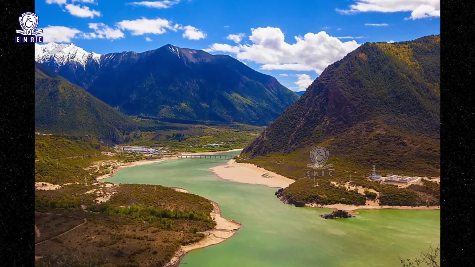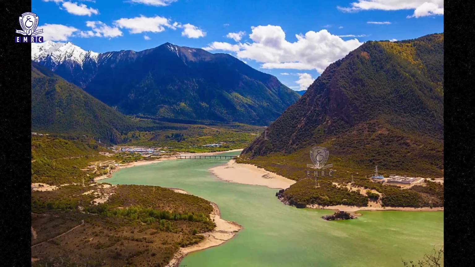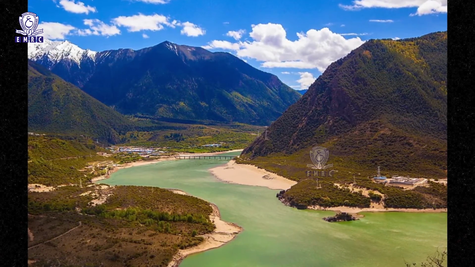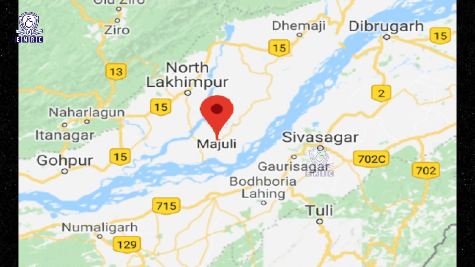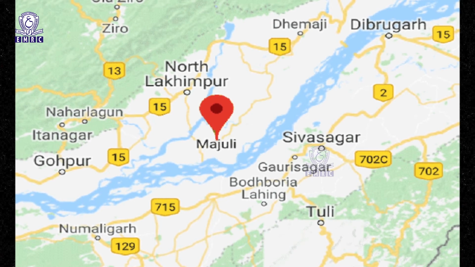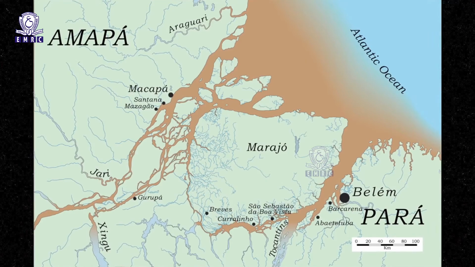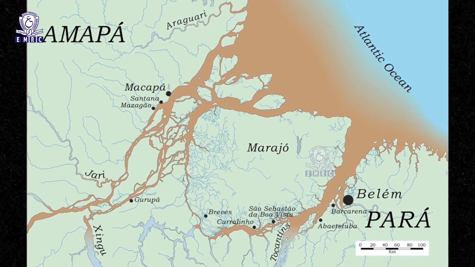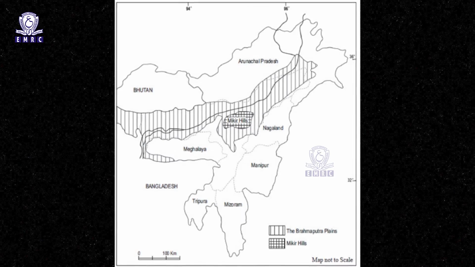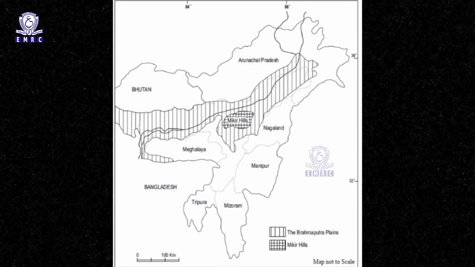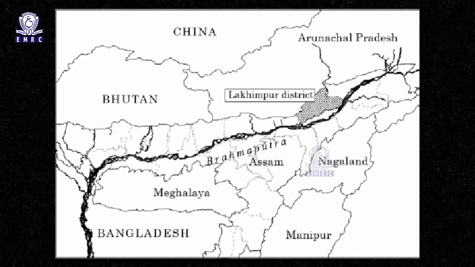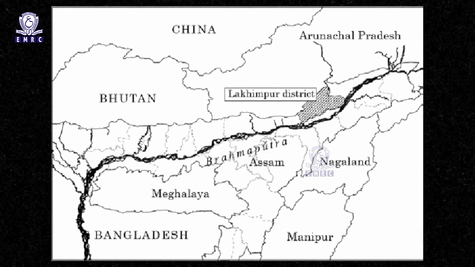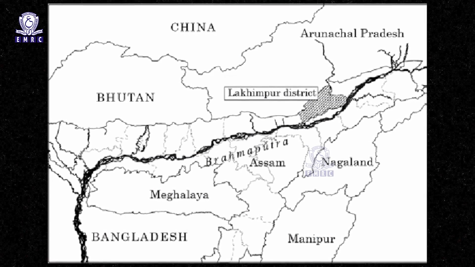Due to low gradient, the Brahmaputra is a highly braided river having numerous islands. Majuli, which has an area of 930 square kilometers, is the largest river island of India and the second largest in the world after the Marajo Island of the Amazon River. The valley of Brahmaputra also has a number of isolated hillocks on both flanks of the river. It is one of the most productive plains of India in which rice and jute are the main crops.